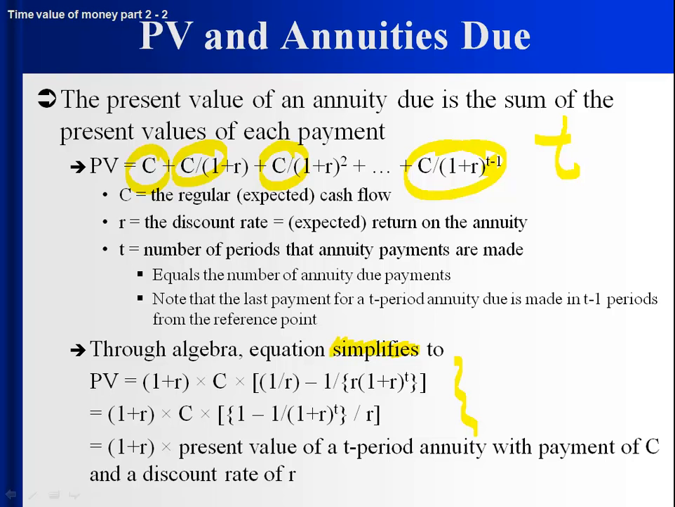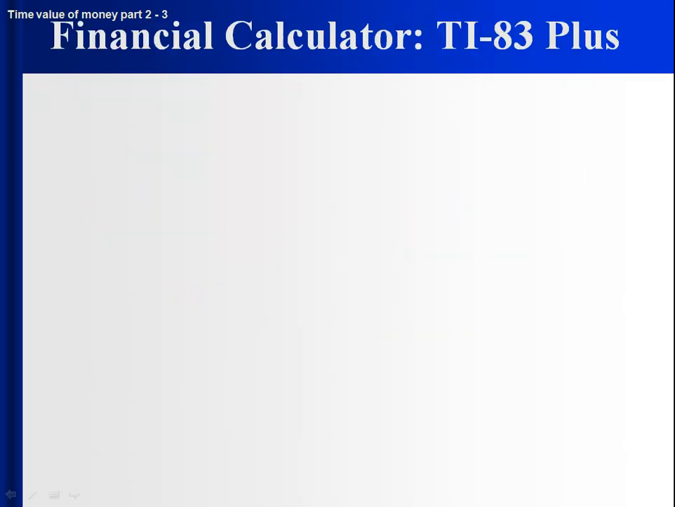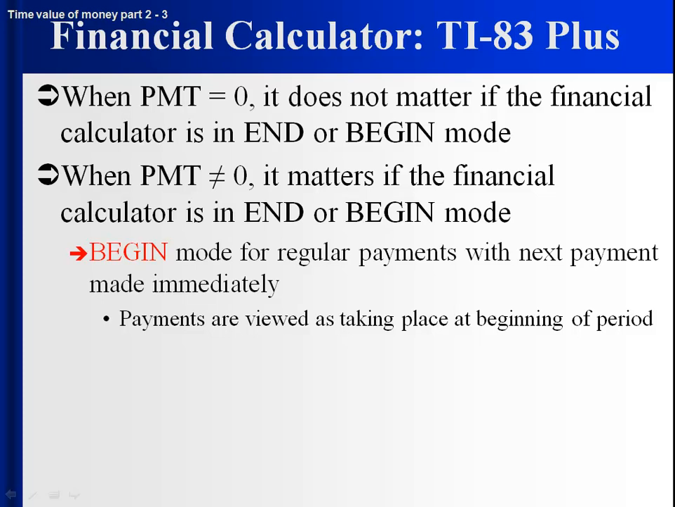So what we're going to do is let the financial calculator do the work, but what we're really going to be doing is having it do this work, where we'll tell it C so it knows the regular cash flow, we'll tell it R so it knows what to discount each of them by, we'll tell it that the payments start right away, and then we'll tell it how many of those payments there are. So again, mode matters when payment's not equal to 0, and when we're in begin mode, it tells the calculator that the next payment is made immediately. Next payment is made at time 0.